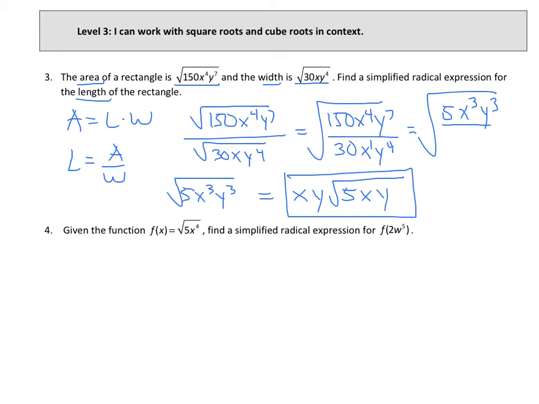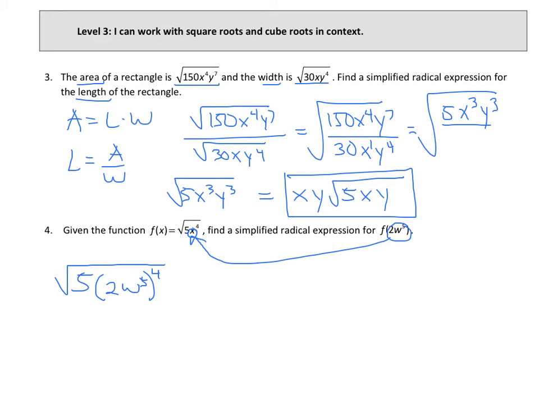In the next example, it says given the function f of x equals the square root of 5x to the 4th, find a simplified radical expression for f of 2w to the 5th. What we're doing here is we're plugging 2w to the 5th in for x. So I write my function f of x is the square root of 5, and then I replace x with 2w to the 5th, and then it's to the 4th power. So that x was replaced with this expression 2w to the 5th.